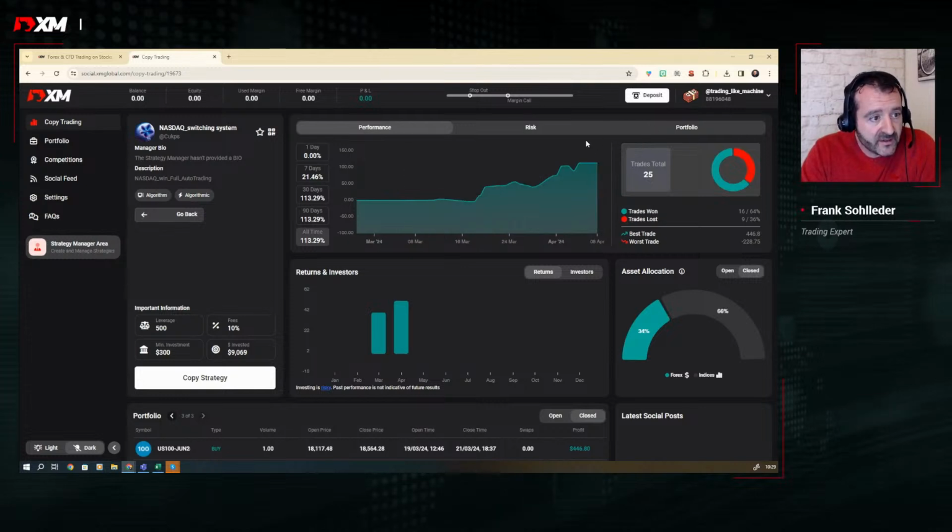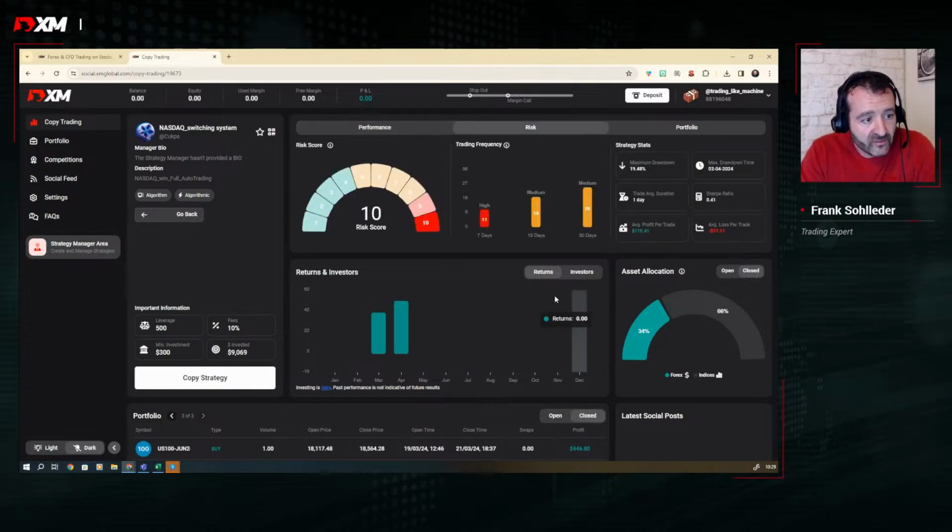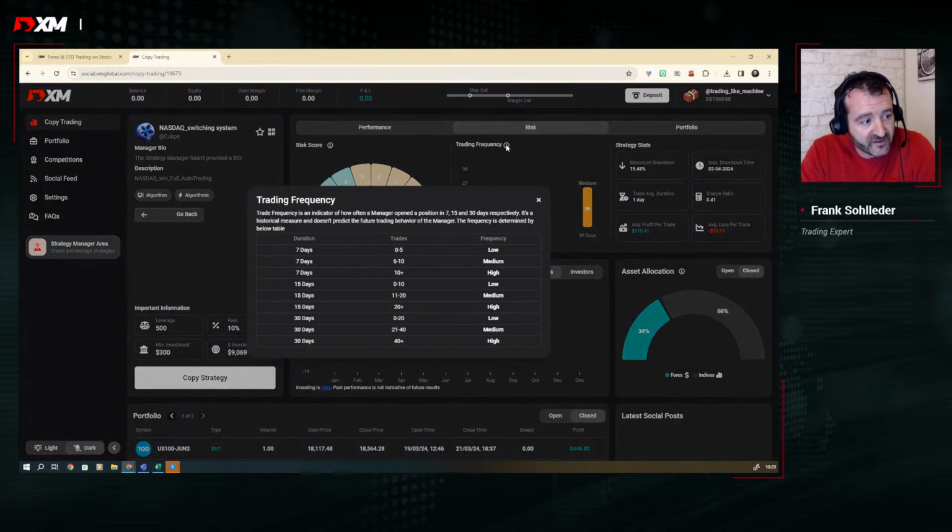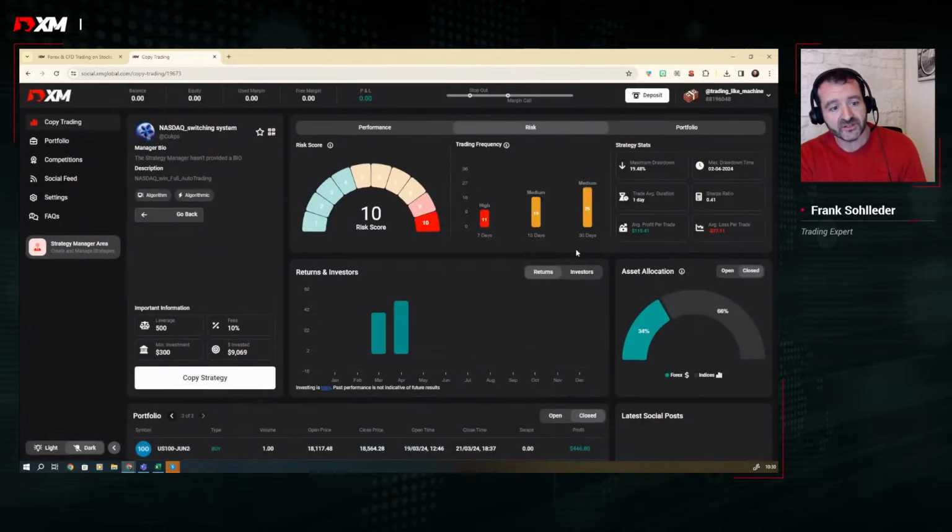And then let's look at the risk. Even in the last 15 days, the risk is set as medium. We still had a high risk in the last 7 days from a trading frequency perspective. And what does it tell us here? You see that the risk as well is pretty much in control.